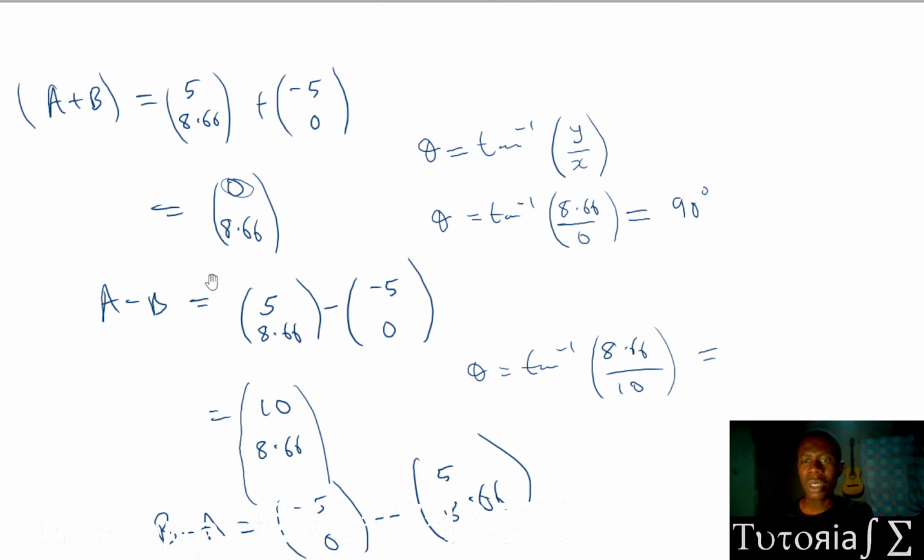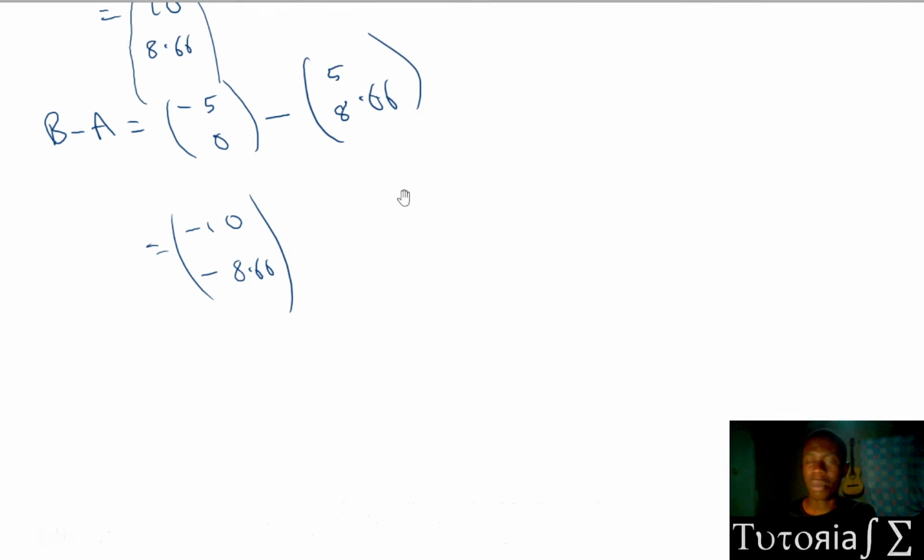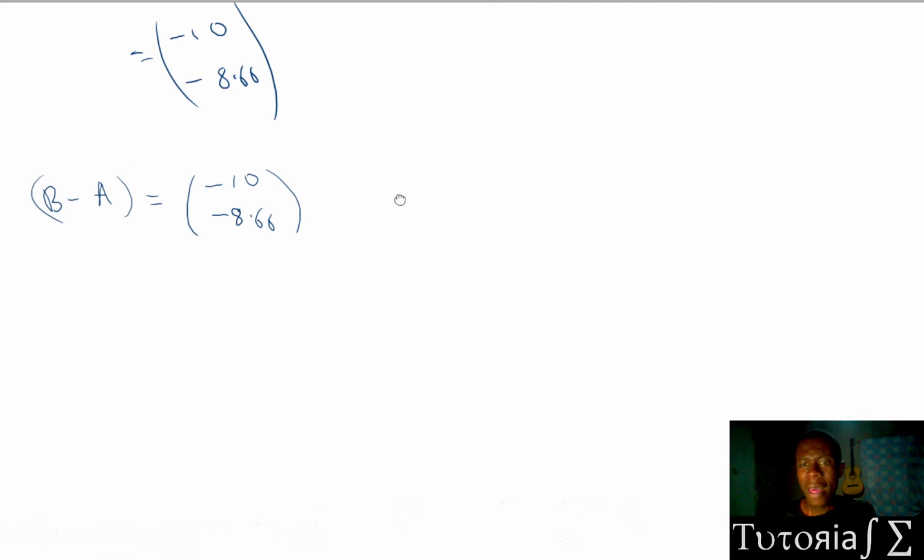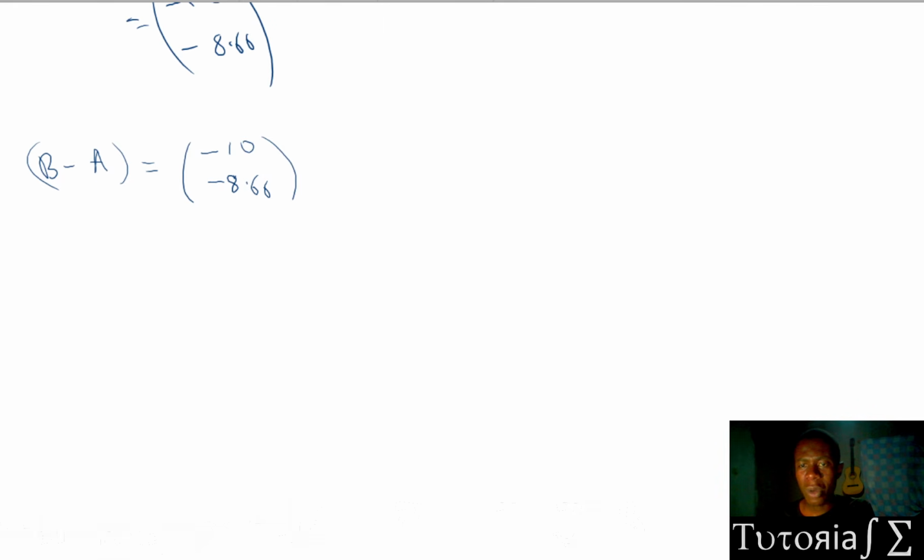Then coming to the magnitude. The magnitude will be similar. First of all, you need to have a vector in this form. For instance, the vector of b minus a is -10 and -8.66. Then to find the magnitude of this vector, we put the modulus of b minus a, that is the denotation for the magnitude.